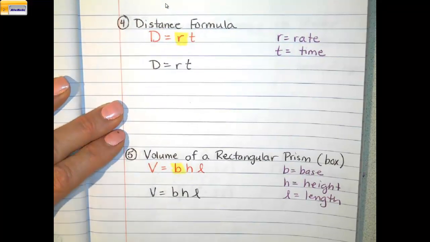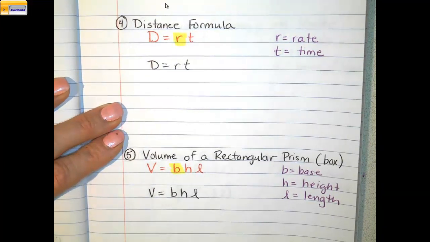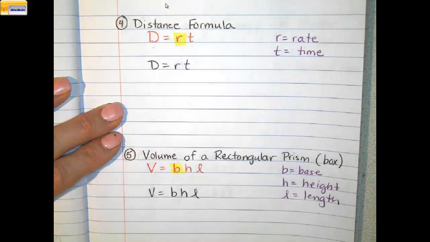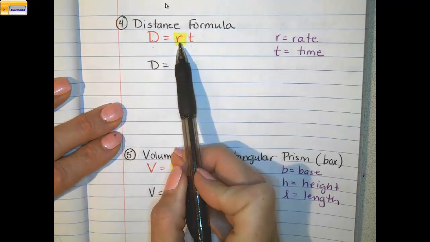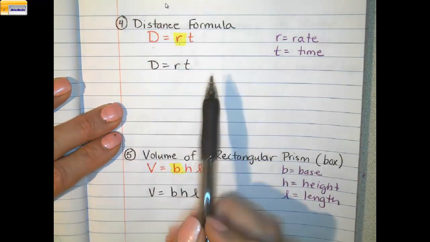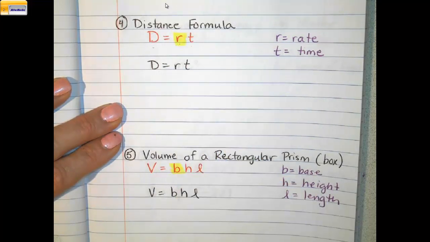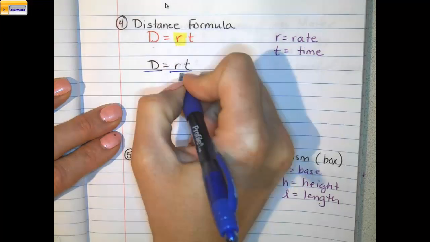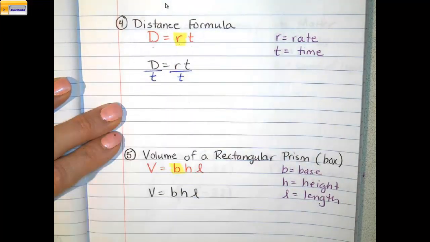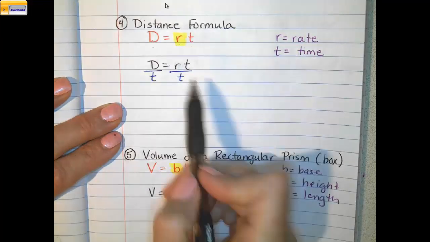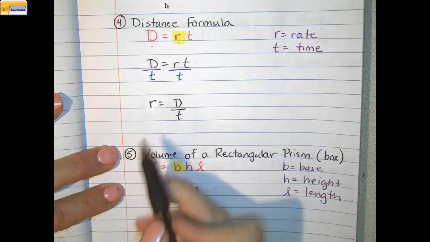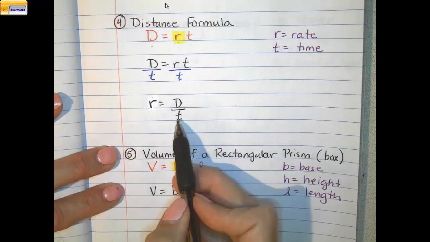Another very common formula is the distance formula. I am quite certain that you'll be using this formula in science this year. The distance formula says that distance equals rate times time. And in this case, I would like to solve for rate. So if I start with d equals RT, RT means the rate times the time. To undo times, I will use the inverse, and I will divide both sides by time. In doing so, t divided by t is 1, and I am left with rate equals distance divided by time.